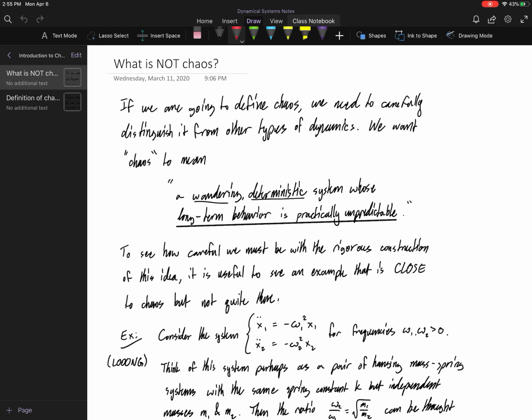All right, and welcome back, everybody. So, last time we finished up our second unit by talking about the center manifold theorem.